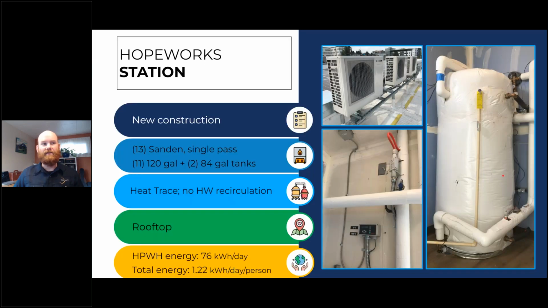So looking at this with a few more details, like I said, this is for new construction, and there's 13 of these Sandin single pass heat pump water heaters, and we'll get into what a single pass heat pump water heater is a little bit later today. And these are connected to mostly 120 gallon storage tanks, but there are 2 84 gallon storage tanks. And so essentially you have 1 of these Sandin heat pumps connected to 1 storage tank on the level below.